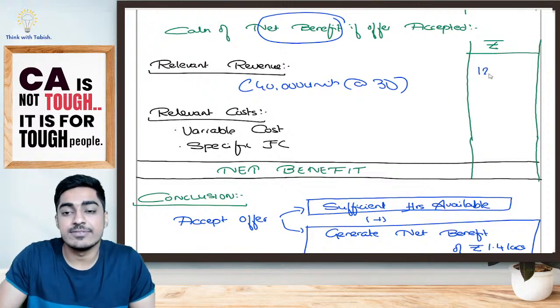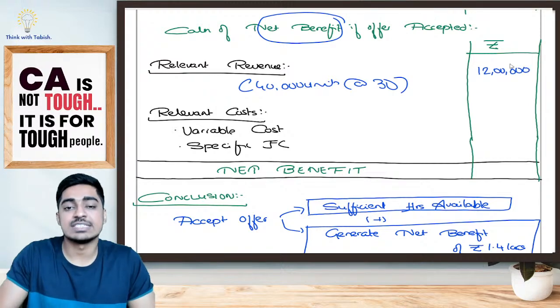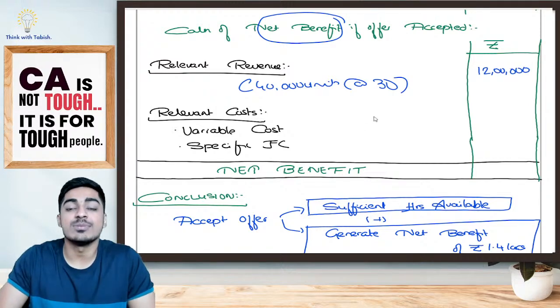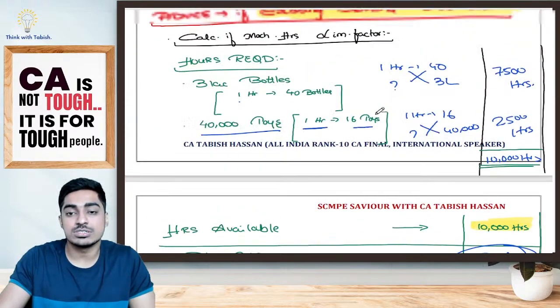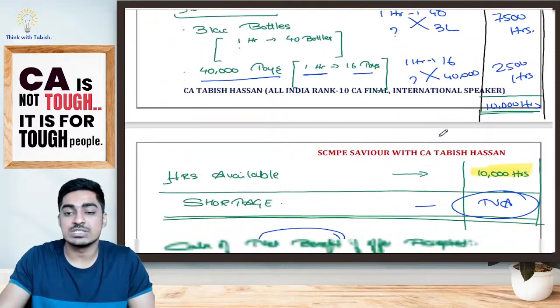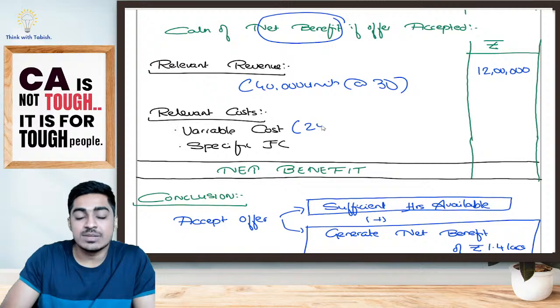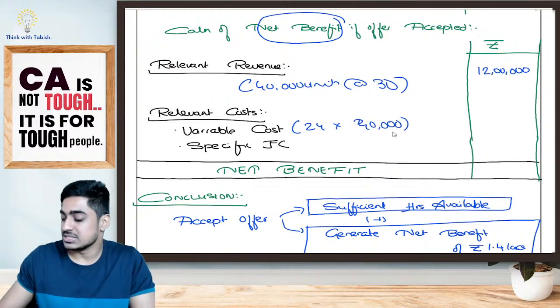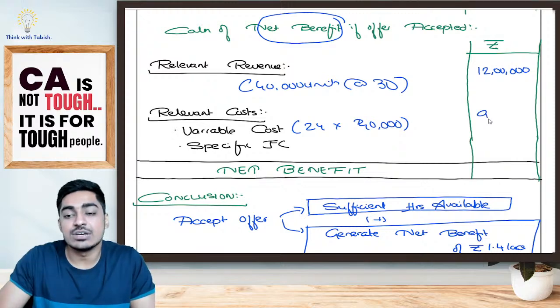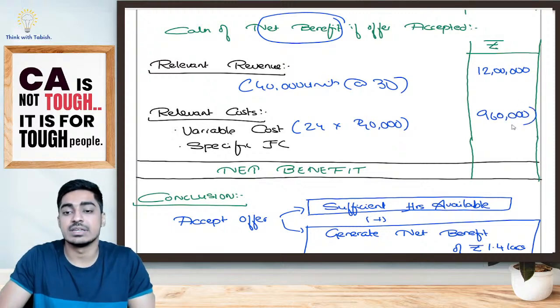12 lakh rupees revenue we'll get if we accept toy. How much variable cost should we incur? Variable cost given here is 24 rupees. So specifically, if we accept the decision, we have to incur variable cost of 24 into 40,000 units. So how much is it? 9,60,000 variable cost we should incur.